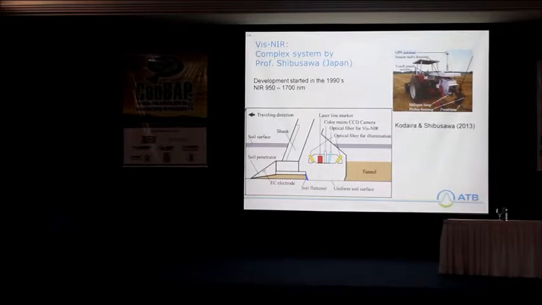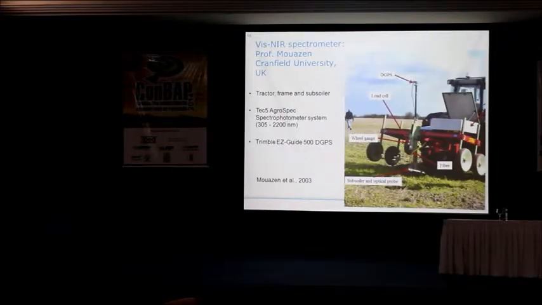The first design of a mobile VIS-NIR system comes from Japan, Professor Shibusawa. He designed it with a shank, which is in the soil, and you have a chamber where you put some light in and you analyze the reflection from the soil. Later on, Professor Potzdam from Cranfield University, UK, designed something very similar. Again, this is a shank in the soil, called a subsoiler, with an optical probe.